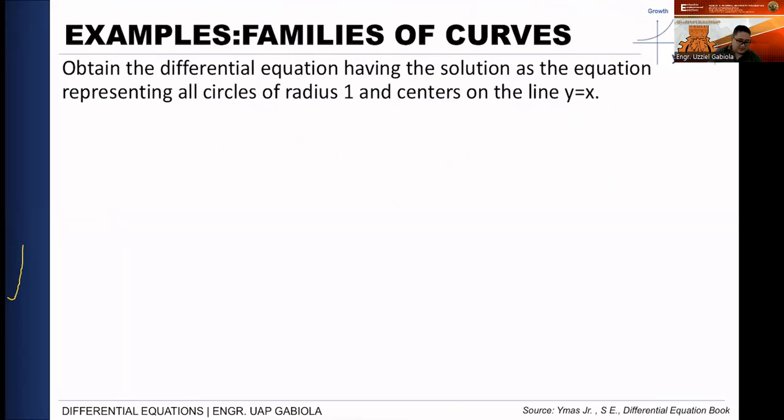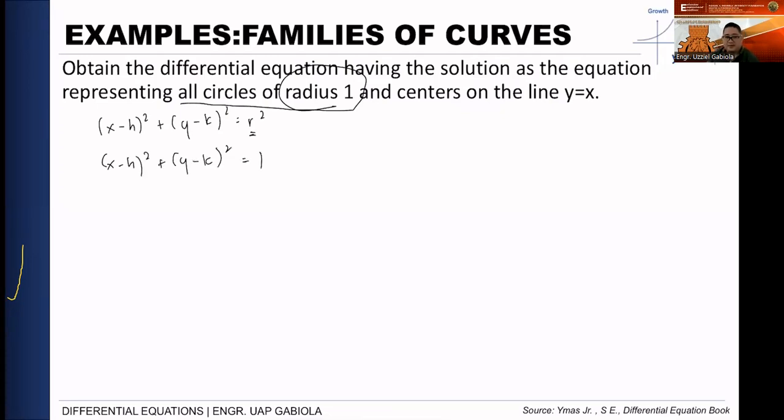So, may circle tayo, tapos may radius 1 siya. Paano equation natin? Una, write natin yung ating circle na formula, no? (x minus h) squared plus (y minus k) squared is equals to r squared. Yan yung equation natin for circle. Ang binigay na parameter is meron siyang circle na radius ay 1, so may value yung r natin. So, that is (x minus h) squared plus (y minus k) squared is equals to 1.